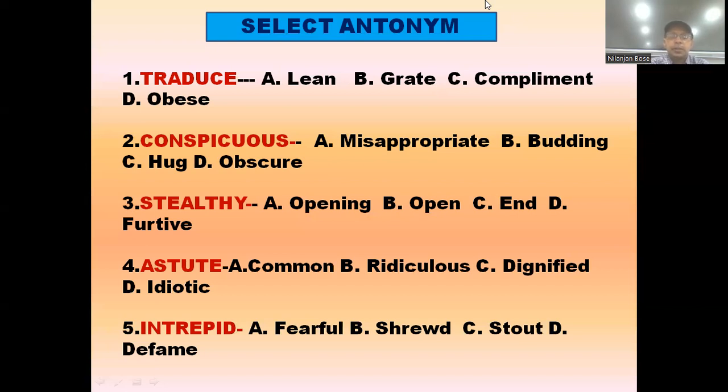Intrepid means fearless. सेकेंड ऑप्शन shrewd, ये नहीं होगा. Stout नहीं होगा. Defame नहीं होगा. So in that case your correct answer will be fearful. Intrepid, just opposite fearless. So we are done with these 5 words and you have come to know many new words. I'm quite sure about it.